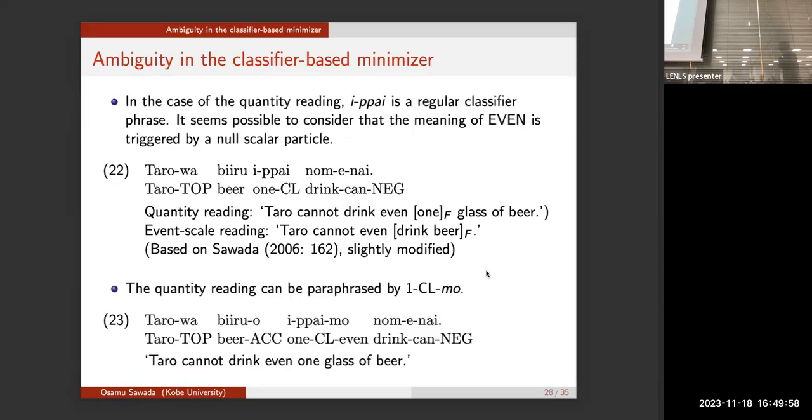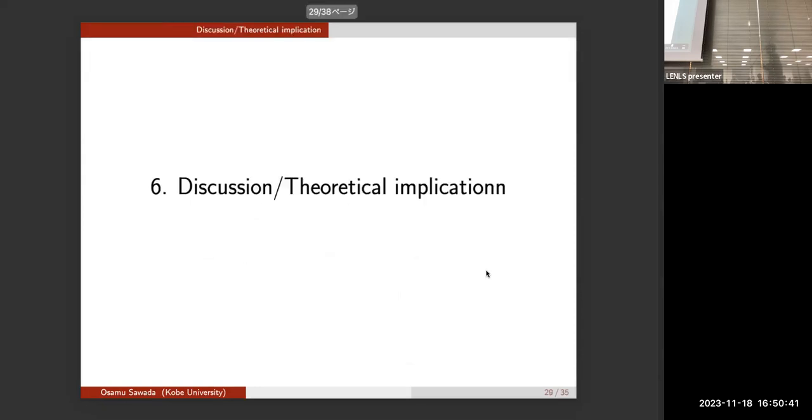But in the case of the quantity reading, I guess ippai is a pure classifier phrase. And in that case, in the quantity reading, there is no even meaning from the scalar particle. This is just one possibility. So for example, in the quantity reading, this reading can be paraphrased by one plus classifier plus more. So it seems to make sense that in the quantity reading, there's a hidden particle like more in the logical structure.